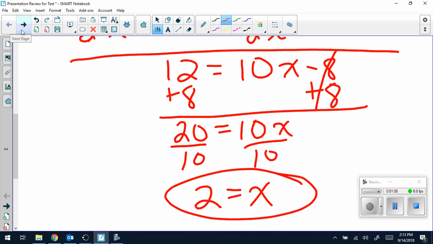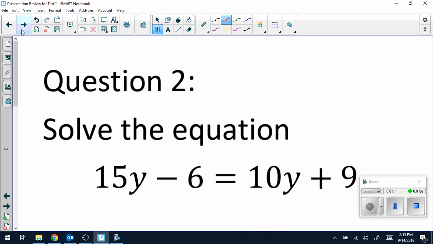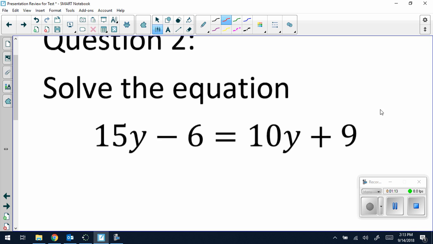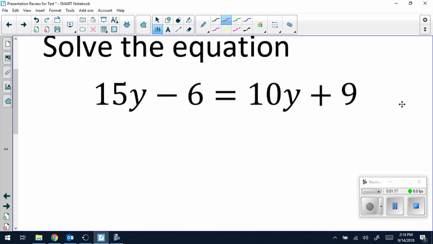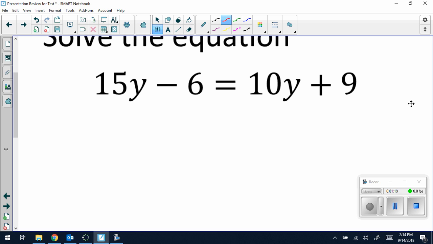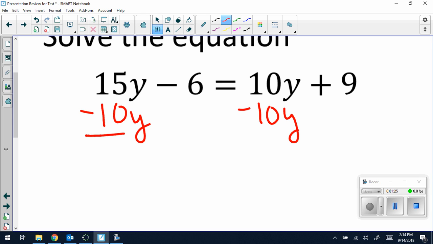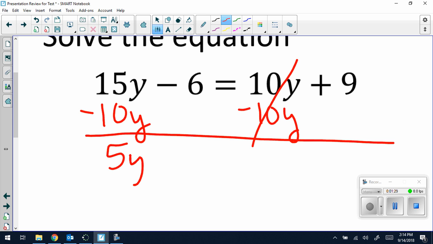Moving on to number 2. Again, just a simple solving equation. Nothing weird happening here. In fact, I don't even need to do any distribution. I do have variables on both sides, so I will start by getting them together. I'm subtracting the 10y just so that I don't have any negative numbers. If you subtracted 15y, that would be okay. You're just going to have to deal with more negatives than me.